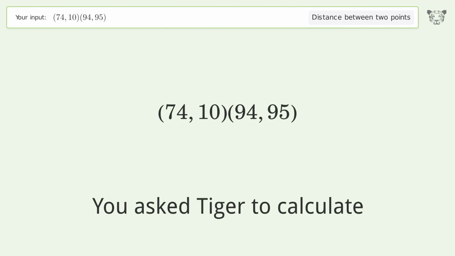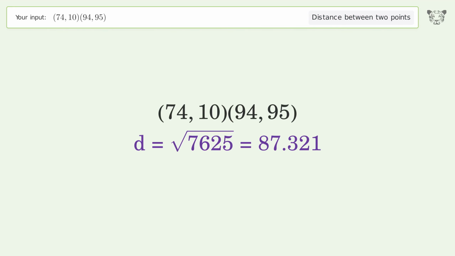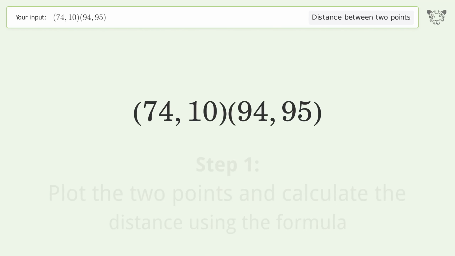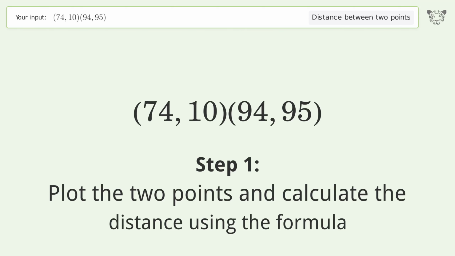You ask Tiger to calculate. This deals with the distance between 2 points. The distance between the 2 points is the square root of 7,625, or 87.321. Let's solve it step by step. Plot the 2 points and calculate the distance using the formula.